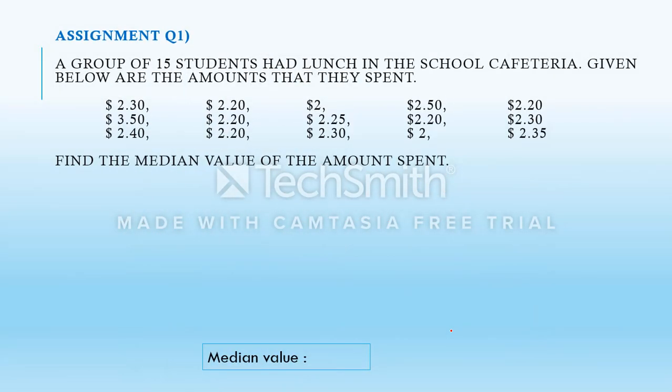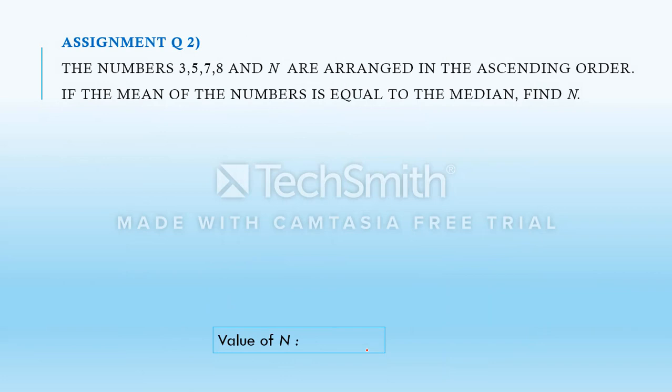Alright, so it is your turn now. I'm going to give you a few assignment questions. Work it out on the basis of your learning in this lesson and tally with the final answer. So here you have a set of data which gives you the amount spent by 15 students in their cafeteria, and you need to find out the median value of the amount spent. I'll give you the final answer. The final answer in this case should come out to be equal to $2.25.